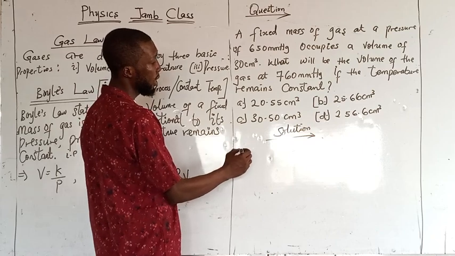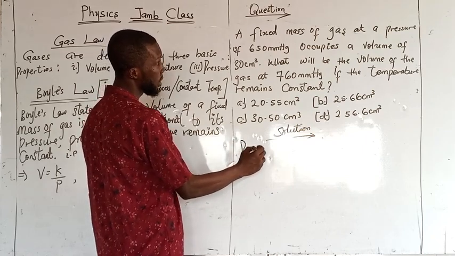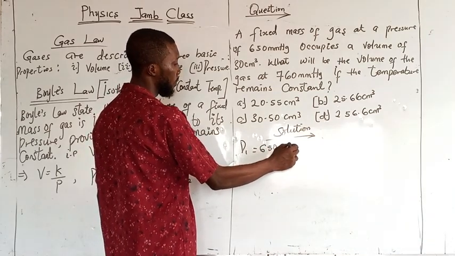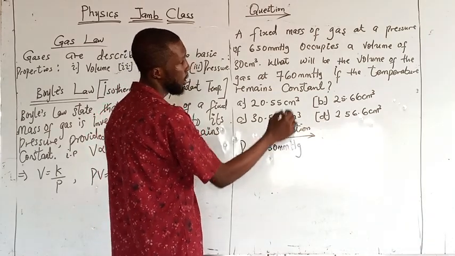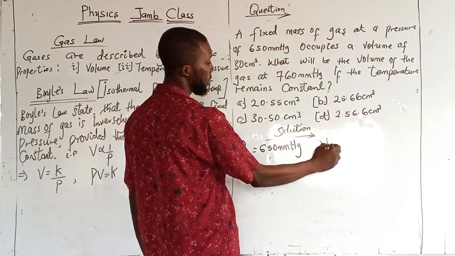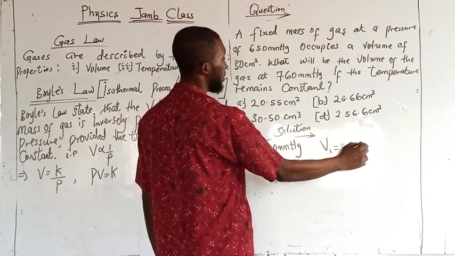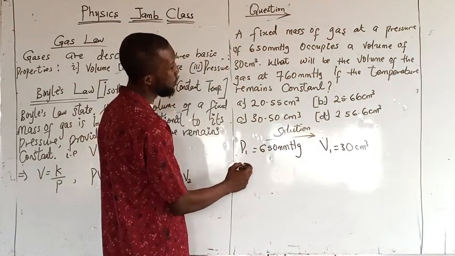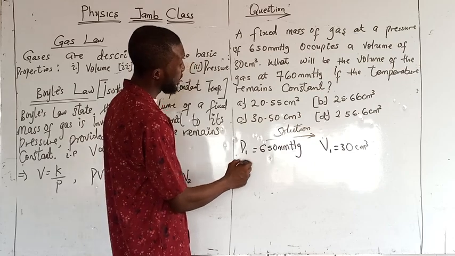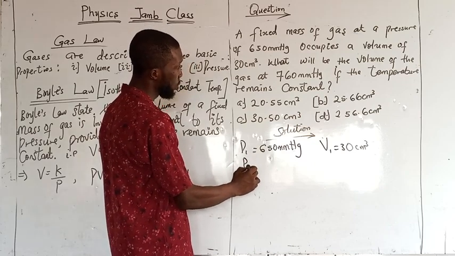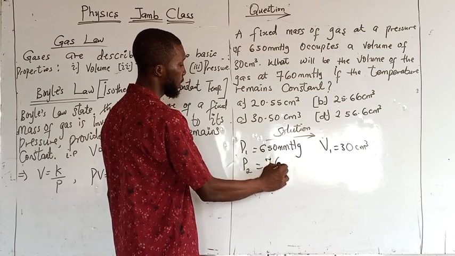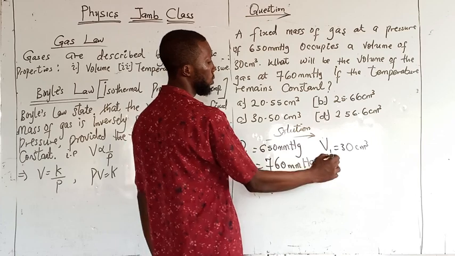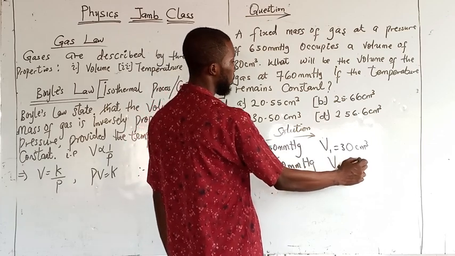So the data given are: P1, pressure 1, is given as 650 millimeters of mercury, and our first volume V1 is 30 centimeter cube. And we are given the next pressure, P2, to be 760 millimeters of mercury. And V2 is what we are to evaluate.